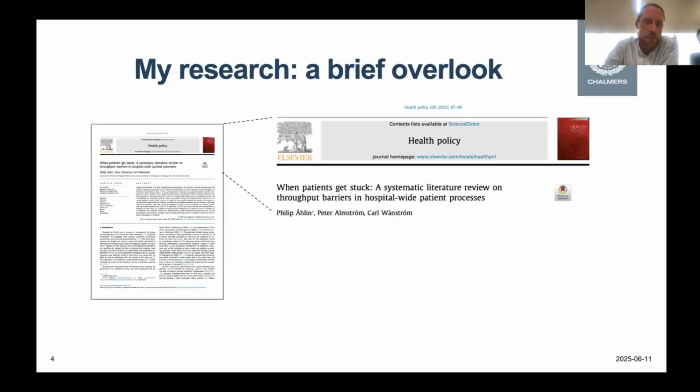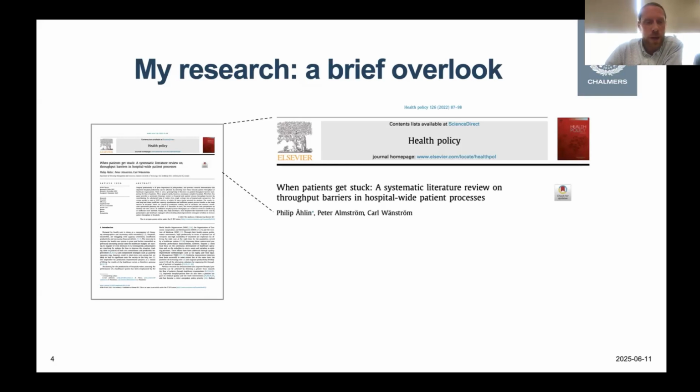This was transformed into a paper that was published in the journal Health Policy, which publishes articles on numerous topics, but one big focus is on systematic literature review. So it was very fun to have it published there. And I will use this article as a model that I connect to when I talk about how to do systematic literature reviews.